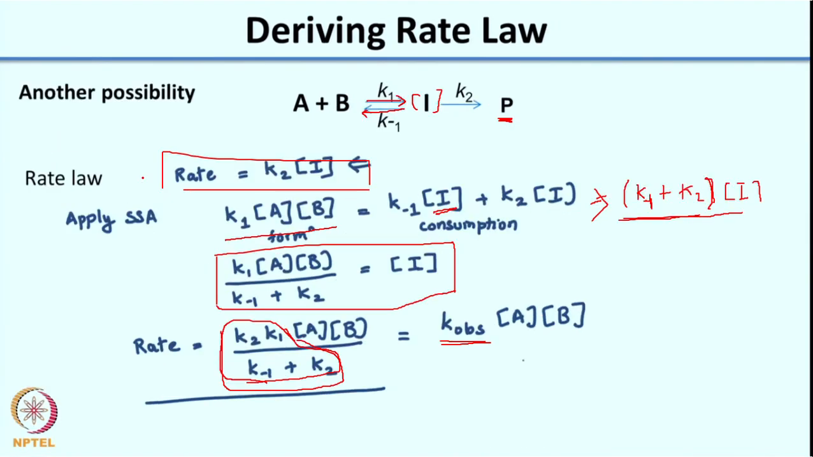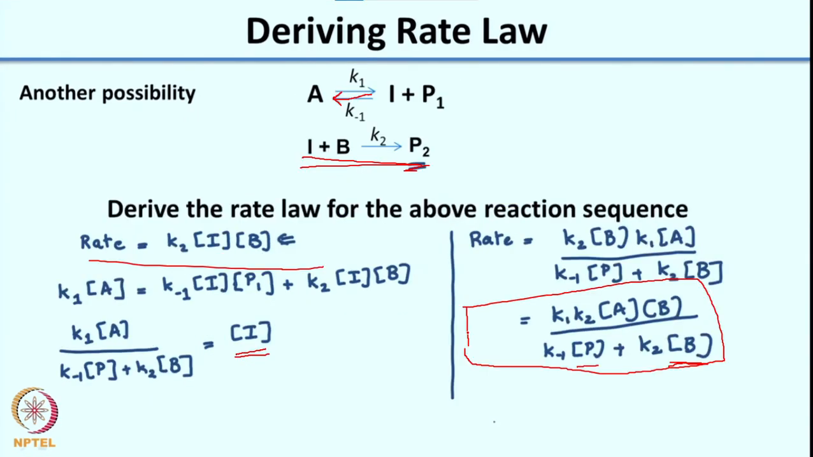Then we have observed another possibility of reaction, which is A plus B giving intermediate I, which is further converted to P. According to this reaction we have written the rate equation K2 and intermediate I. Then by applying the steady state approximation we get the value of I, which is substituted in the rate equation to give the corresponding rate equation. But here we observe that in the denominator we have the constant value only. There is no concentration of any species. That's why we can write here K2 K1 by K minus 1 plus K2 as a K observed, right?